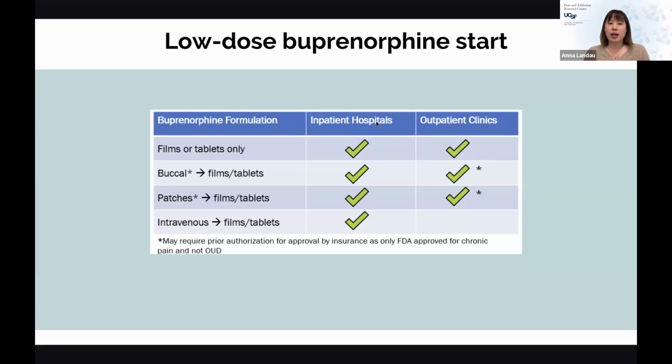For patients with opioid use disorder, if your patient has chronic pain, it is FDA approved to use buccal or transdermal buprenorphine patches to start buprenorphine for chronic pain. However, if your patient does not have chronic pain, then you're having to rely on the films and tablets, or you can apply for a prior authorization to get these formulations.